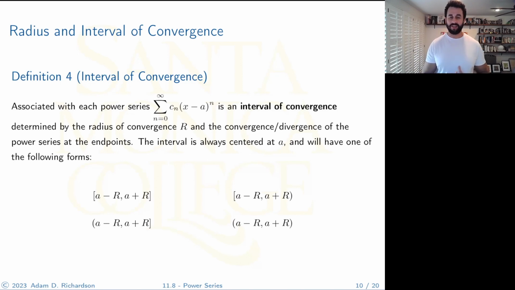What this is saying is that your interval may be closed on both ends, open on both ends, or it could be half open, half closed. That's all this is saying. And remember that R could be 0 and R could be infinity, right? It could be infinity. That's what this means.